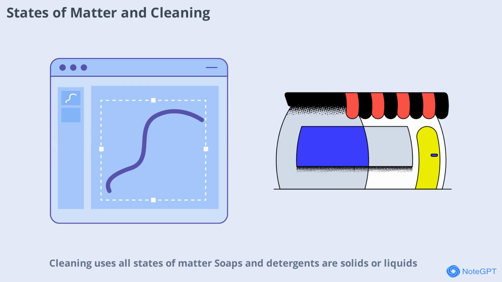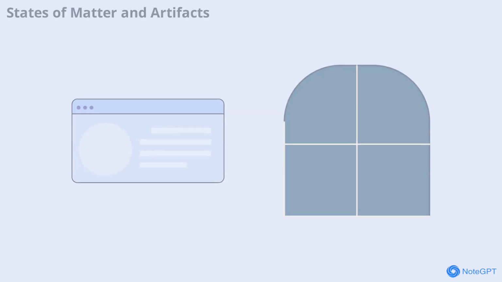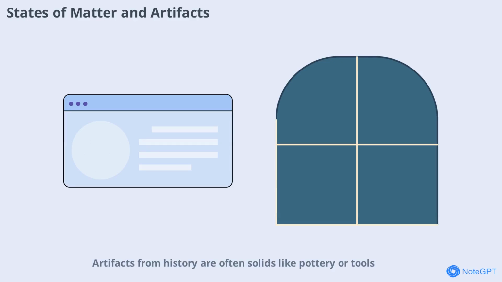Cleaning uses all states of matter. Soaps and detergents are solids or liquids, water is a liquid, and some cleaners use gases. Knowing how these materials work helps us keep our homes clean and safe. Artifacts from history are often solids like pottery or tools.